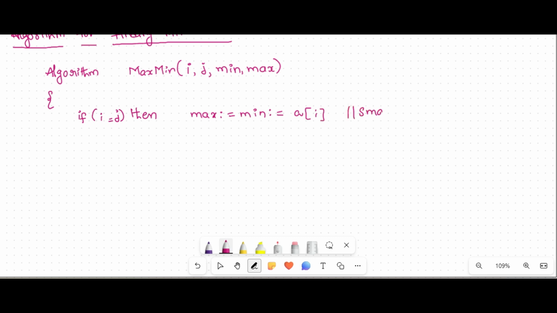Max equal to min equal to only one element, so that element is a of i. Now that problem is small, that's why we have only one element. Then that will become both the minimum element and also the maximum element.